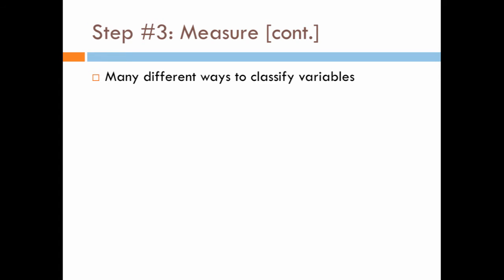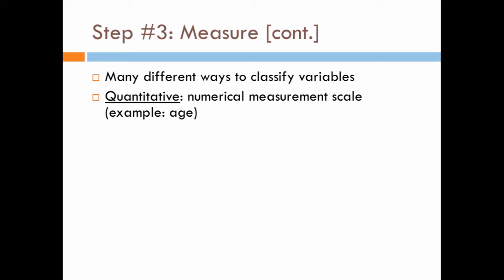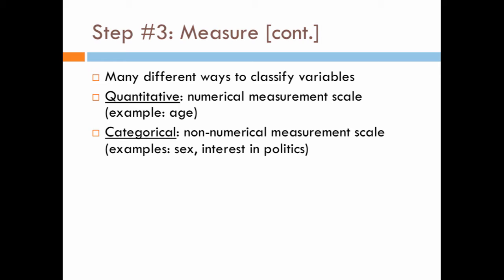If a variable is quantitative, then it means that it is measured on a numerical scale. So age from birth to death counts up and is always a numerical value. Many variables, in fact most variables in social science, are categorical, which means that even if we assign them numbers, it's measured on a non-numerical scale. So from our previous example, this includes things like gender or interest in politics.